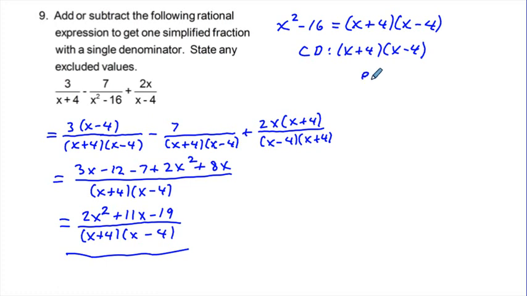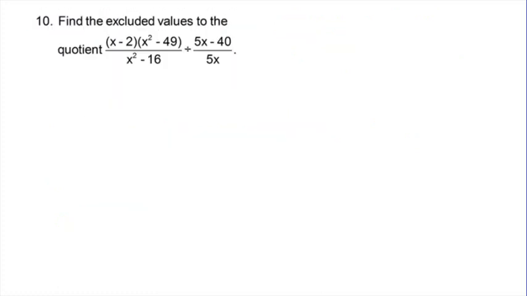And next, for excluded values, okay, what we have is x cannot equal, I'll just write it like this, plus or minus 4. So those would be our excluded values. Next, let's go on to 10. Find the excluded values to the quotient.